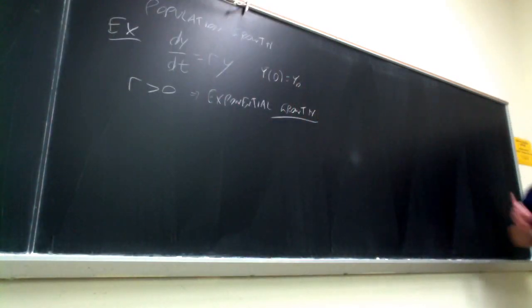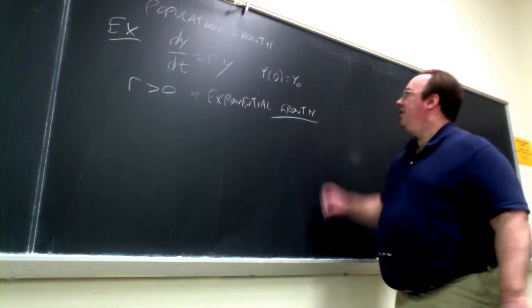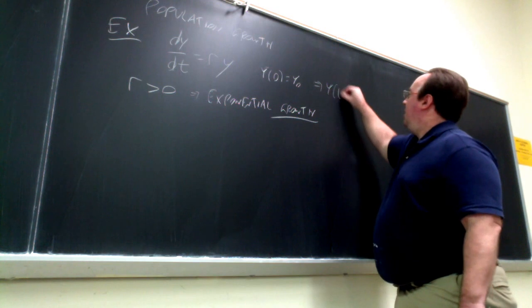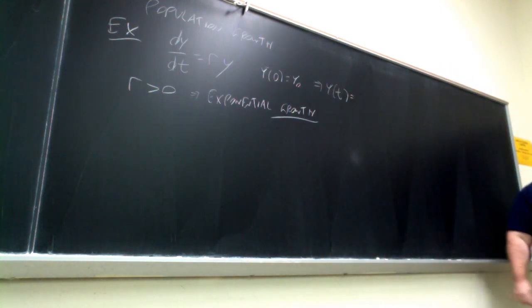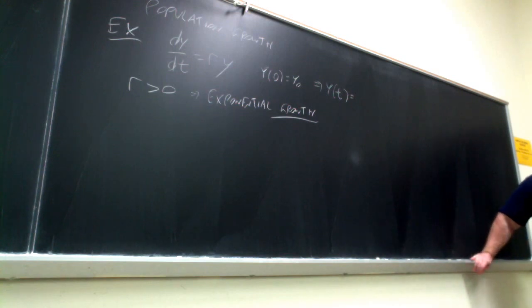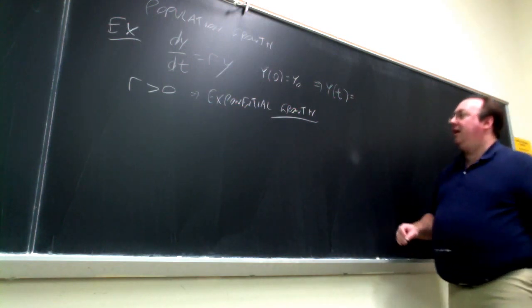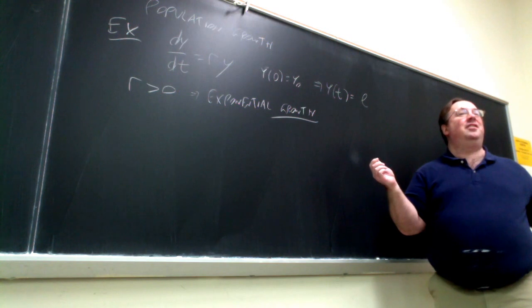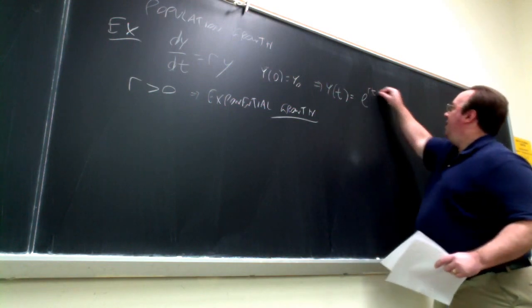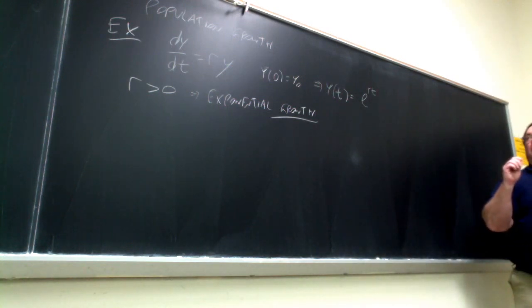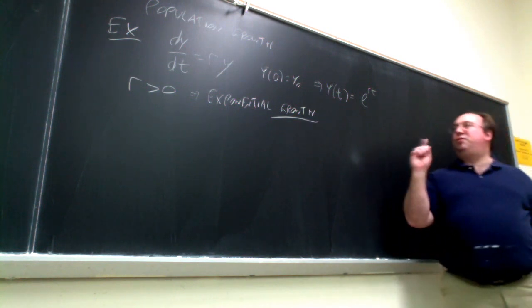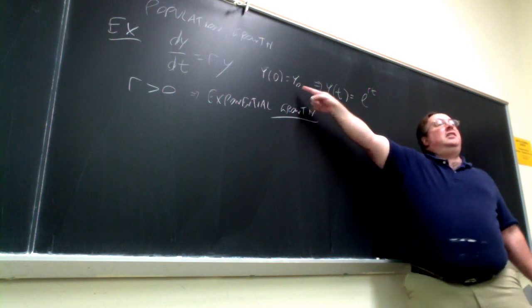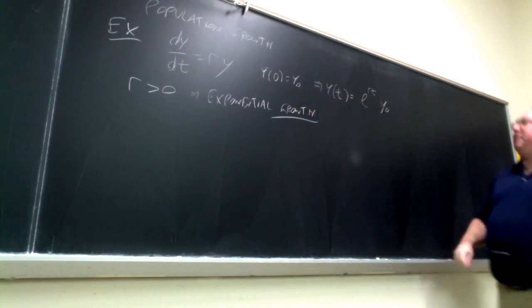Now, at this point of the semester, you should know what the solution is, because I brought it up more than once. Who can tell me? Well, e to the integral of r, but what's the integral of r? It's a constant. You guys can integrate a constant. rt. And rt times what? Because if I plug in t equals 0, I need to get y naught. Yes, so that is the explicit solution.